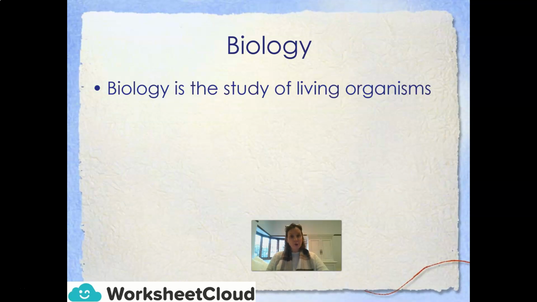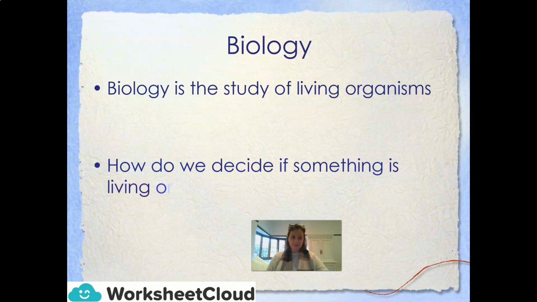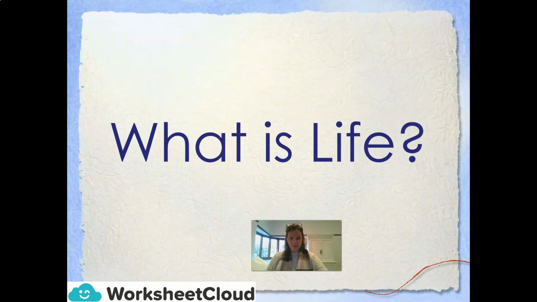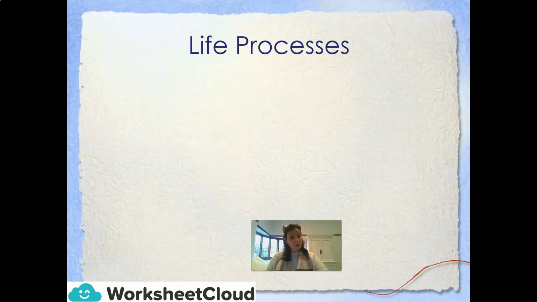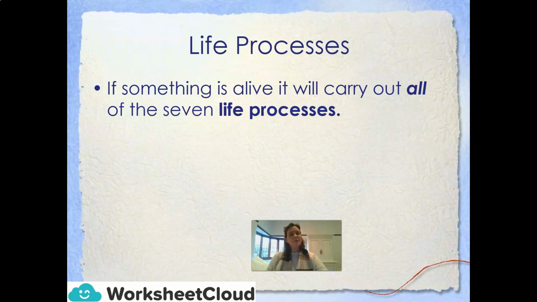So, as you all know, biology is the study of living organisms. How do we decide if something is living or non-living? Now remember, living things are biotic factors, non-living are abiotic factors. So what is life, Grade 7? Well, in my last lesson, we spoke about the life processes. Who can remember what they are? If something is alive, it will carry out all of the 7 life processes.